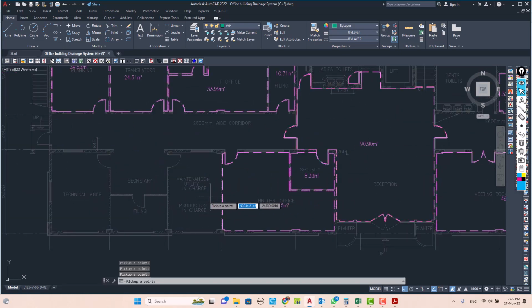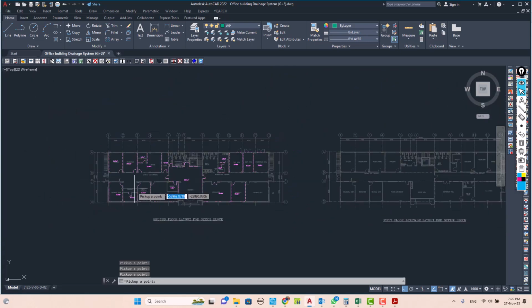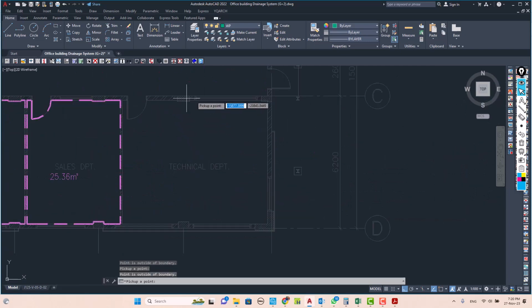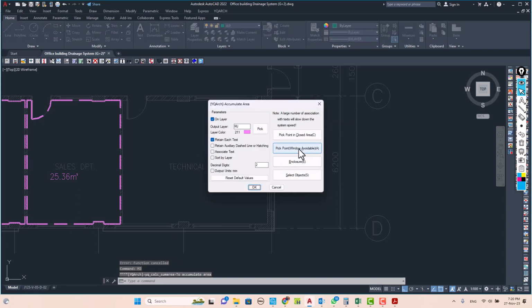Security. See, all the area automatically comes. This one is not coming because something here is broken. So if it is like this, then again MJ, and we will take the enclosure here.